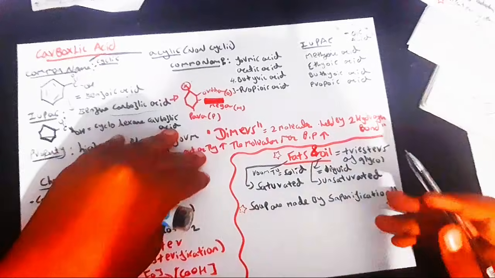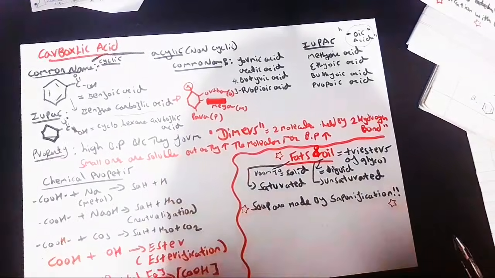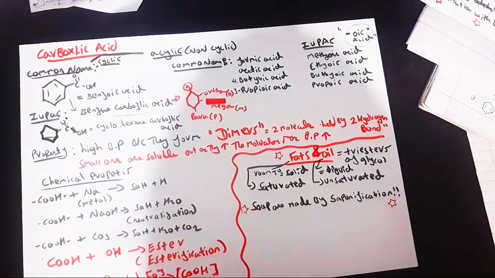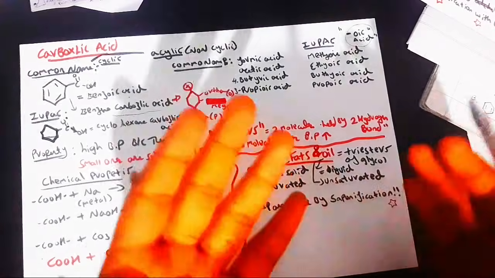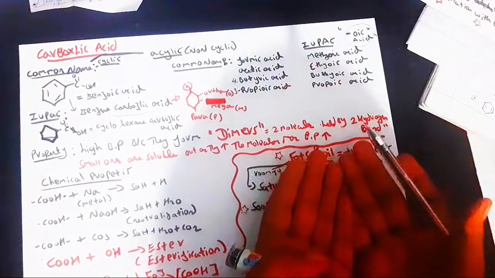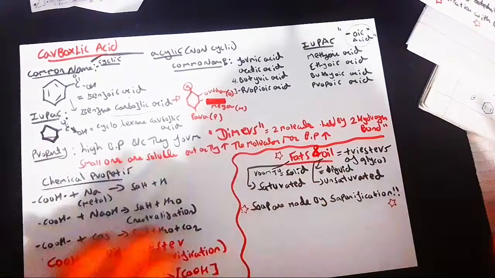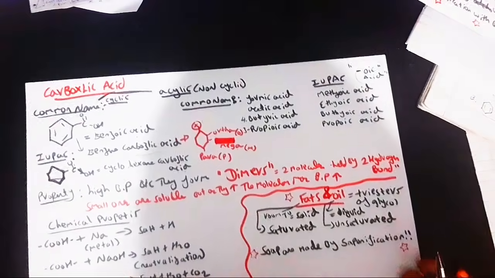Just use the nomenclature like that of an alkane, alkene, alkyne, as we saw in our last video. If we see a carboxylic acid, just change the suffix to oic acid instead of alkane, alkene, alkyne. That's all you need to know.